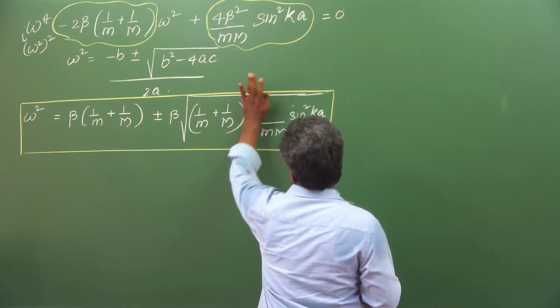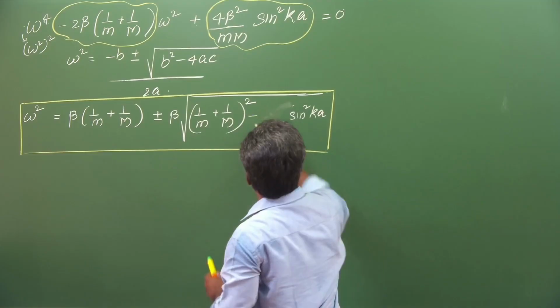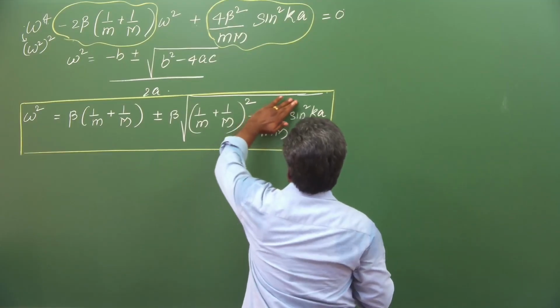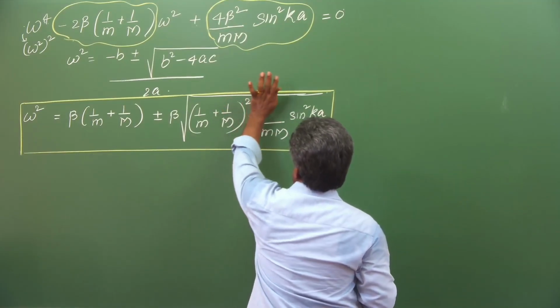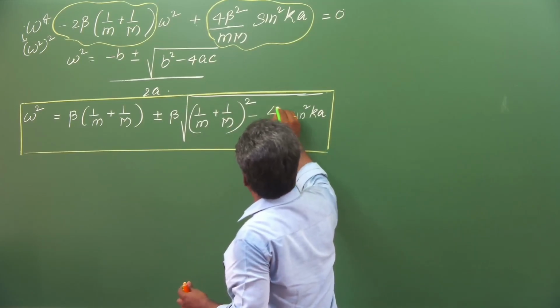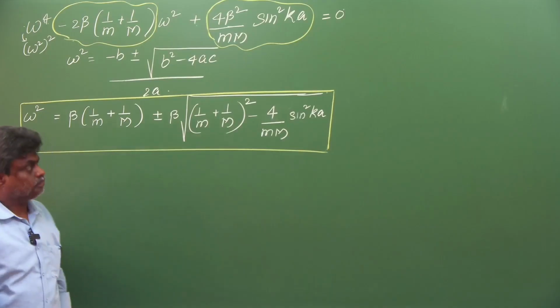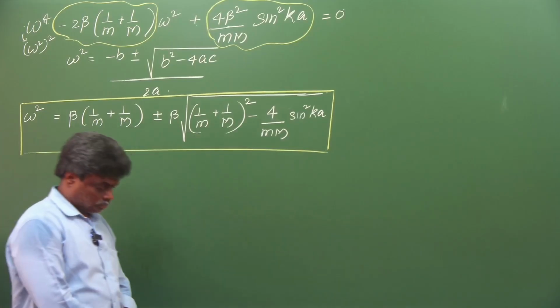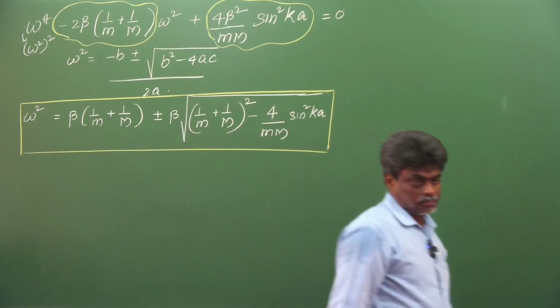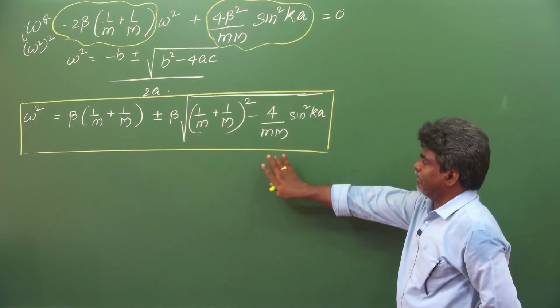That's why do it yourself. Don't copy. Sir may make a mistake. Don't copy, do it yourself. What is here? 4. Just minus b plus or minus root of b square minus 4ac by 2a. Once you simplify, you get this.